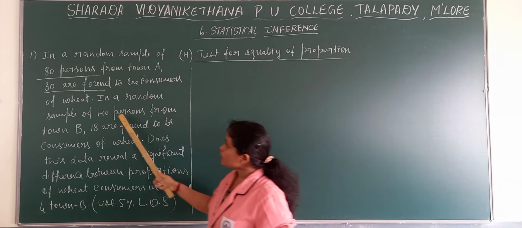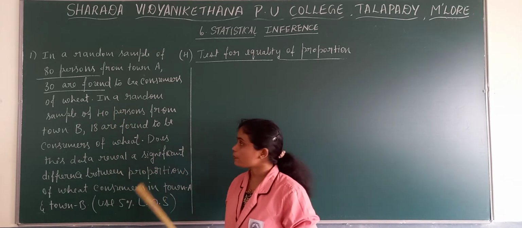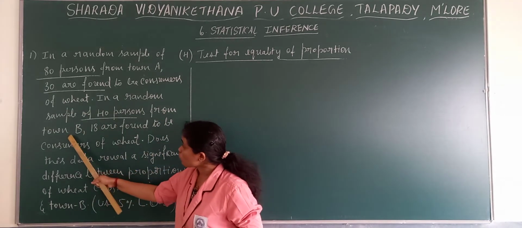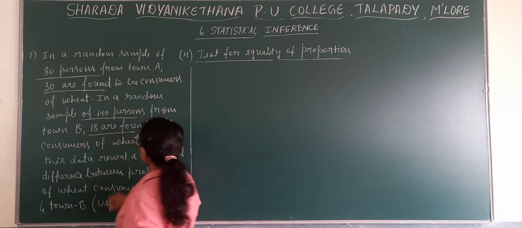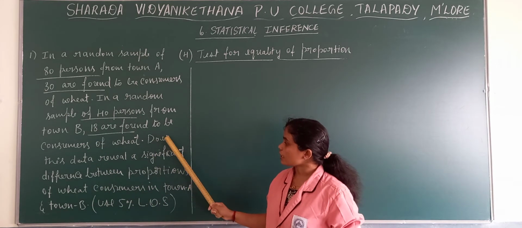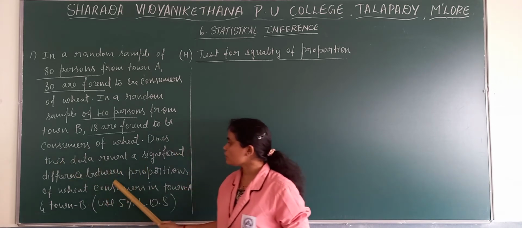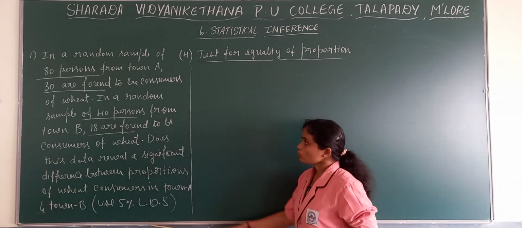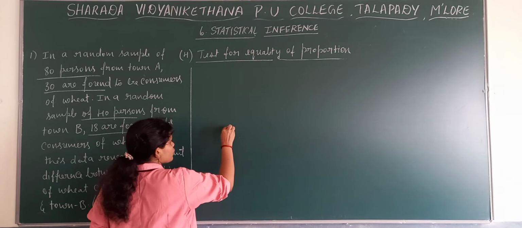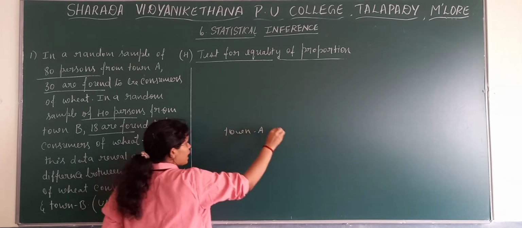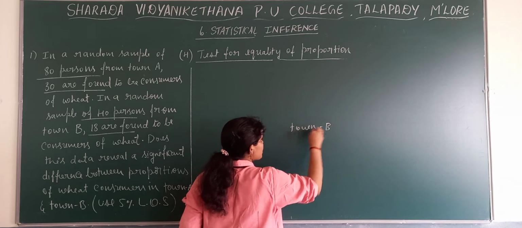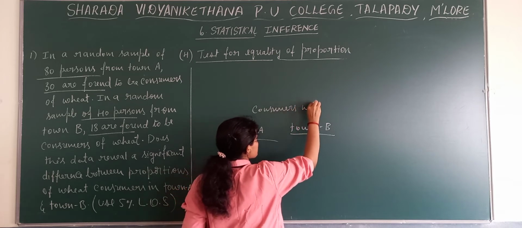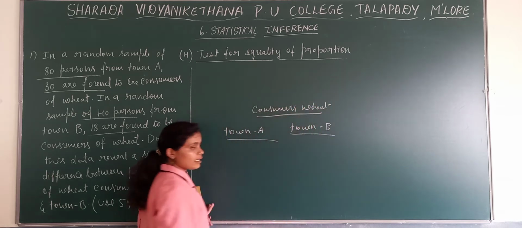And one more sample they have taken. In a random sample of 40 persons, another sample, from town B, 18 are found to be consumers of wheat. So we need to check whether this data reveals a significant difference between the proportions of wheat consumers in town A and town B. We are checking consumers of wheat in town A and town B.